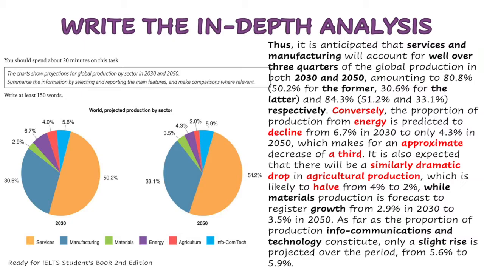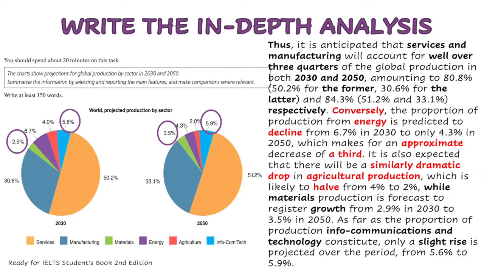And here I'm using while, the linker, the comparative linker, in order to go back to the idea of increases. However, I've left the materials production and the info communications and technology last because they are the most insignificant rises, as we can see by comparing the two numbers.